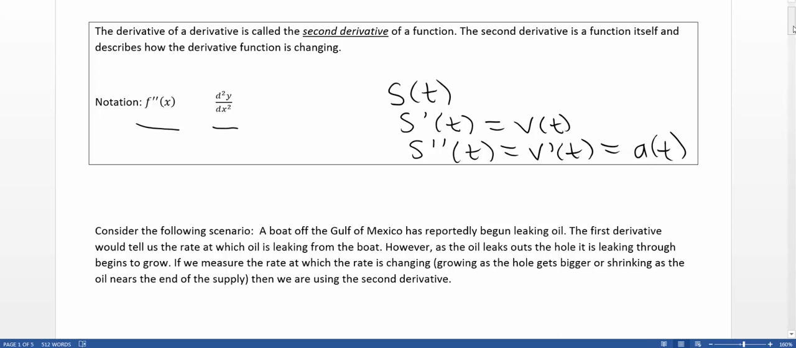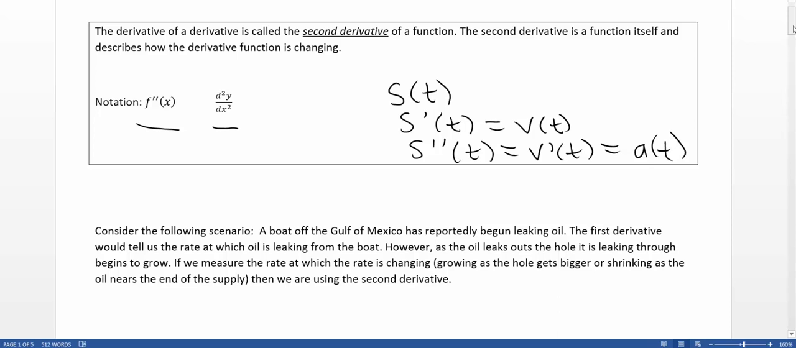However, as the oil is leaking out, the hole that it's leaking through is also getting bigger and bigger. It's growing because the force of the oil is making it grow. Therefore, the rate at which the oil is leaking out is also changing. So if we measure the rate at which the rate is changing, so how much it's growing as the hole gets bigger, then we're using the second derivative. Now, this is important because we're trying to figure out how to stop the leak, obviously. And we want to know how quickly that rate is changing to determine the types of impacts and how much time we have to actually stop the leak.